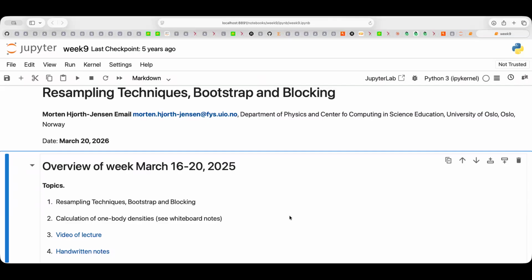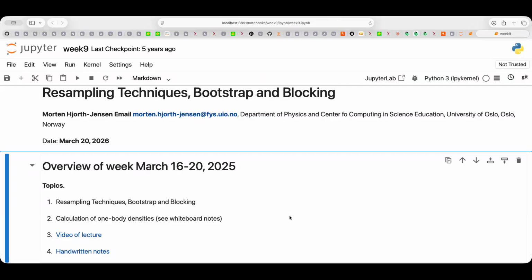So welcome back, everybody. The topic today is to try to wrap up this discussion about the bootstrap method and the blocking method, and point to what we need to program. I will also say something about the one-body densities, which is a technicality, and I will just put that on the whiteboard.